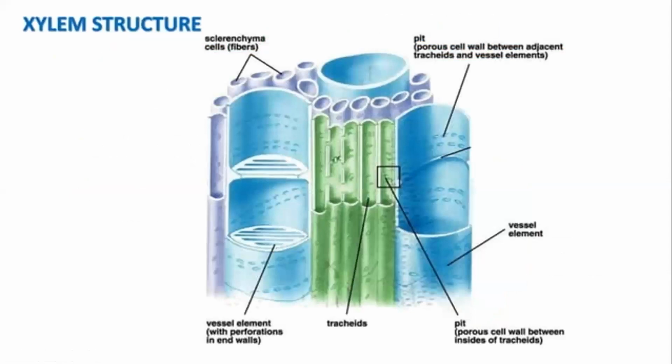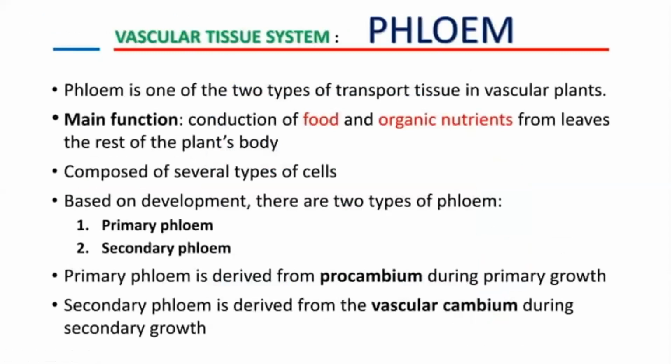So this is the structure of the xylem. It contains tracheids, vessels, xylem parenchyma, and xylem fibers. The next one is the phloem. Phloem is one of the two types of transport tissues in vascular plants. The main function of the phloem is conduction of food and organic nutrients from the leaves to the rest of the plant body.